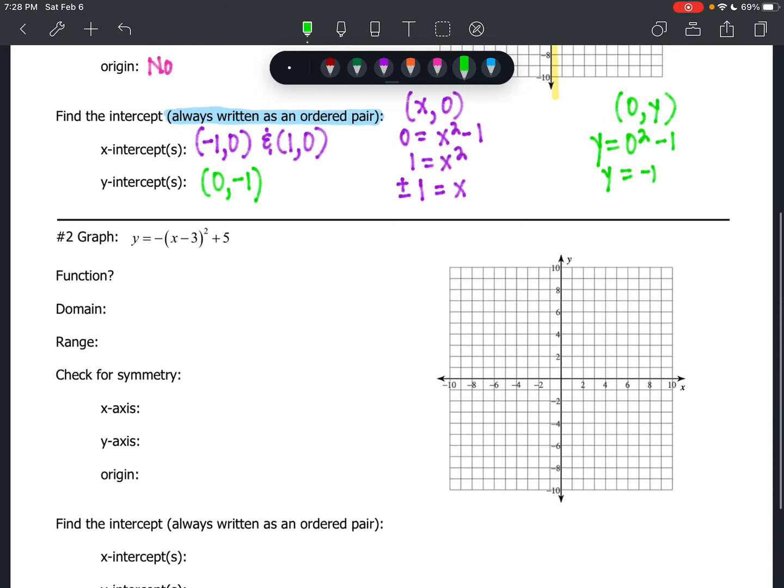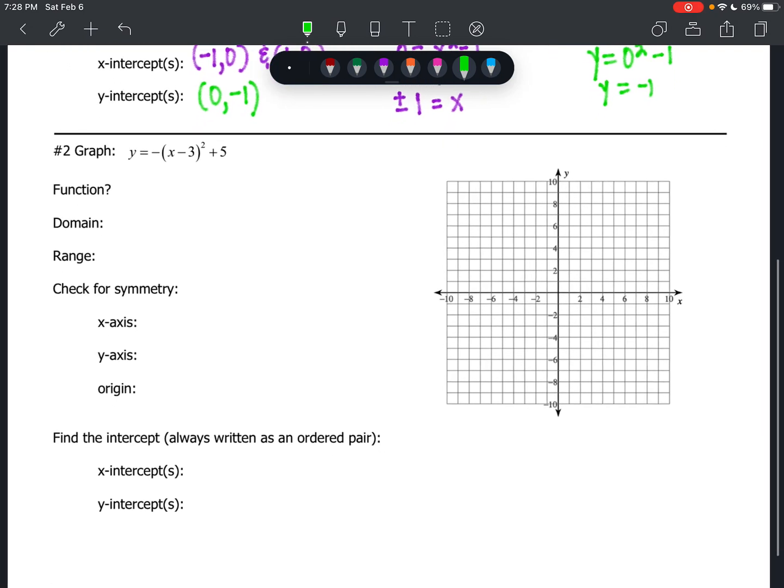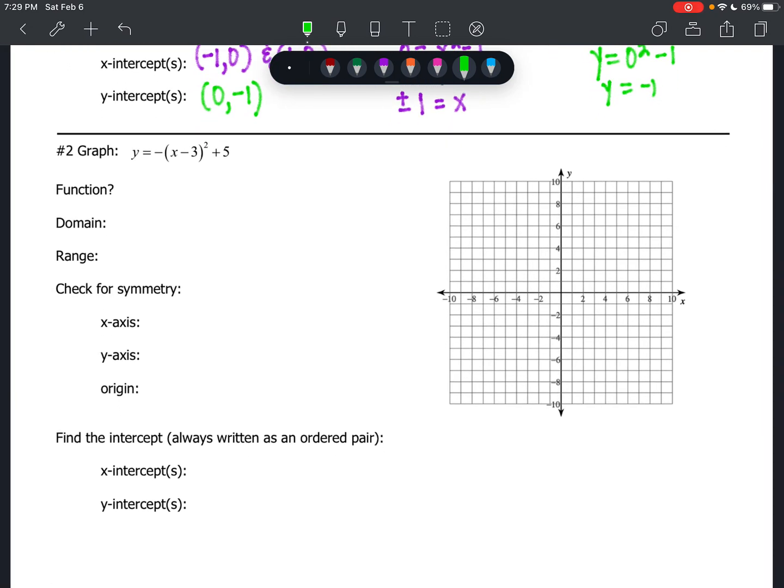So here's number 2. Here's one for you to try. So you go ahead and try this one. It looks like it's a little bit more complicated, but it really isn't. When you create your table, you should just have a little bit more arithmetic to do, but nothing that isn't doable. Okay, so press pause and see how far you can get. And when you want to check, press play and see how I'm doing the math.